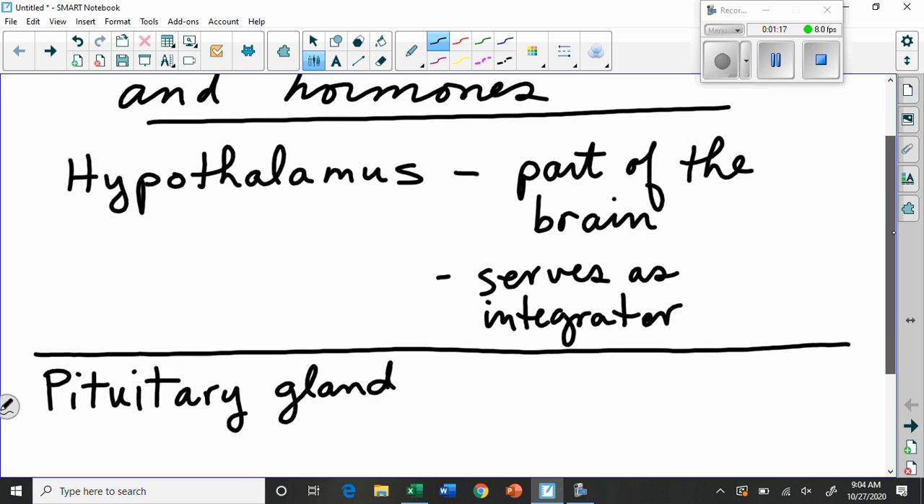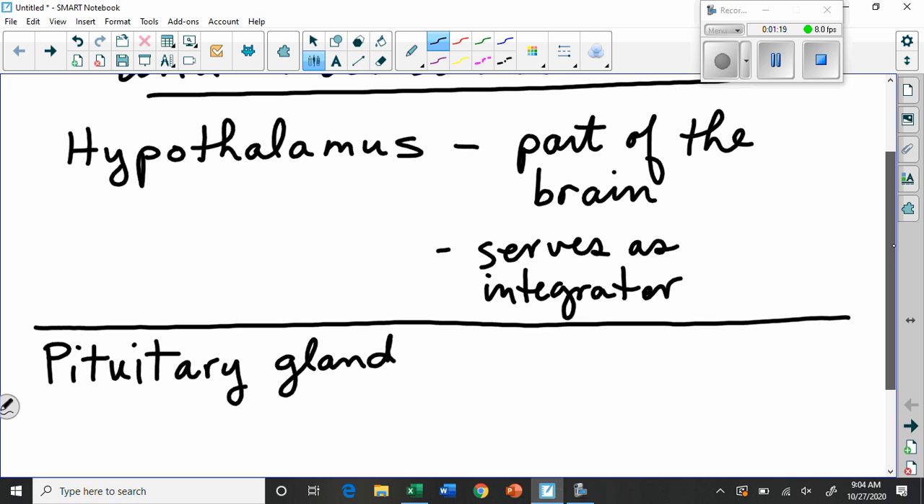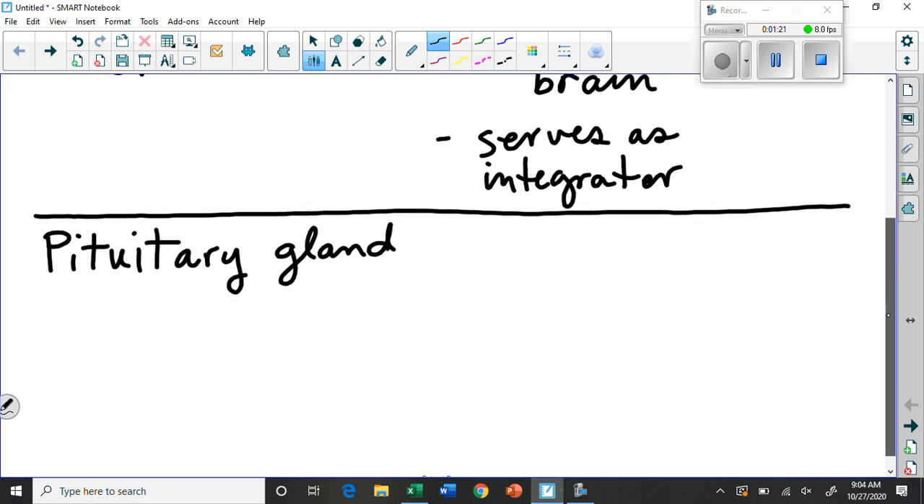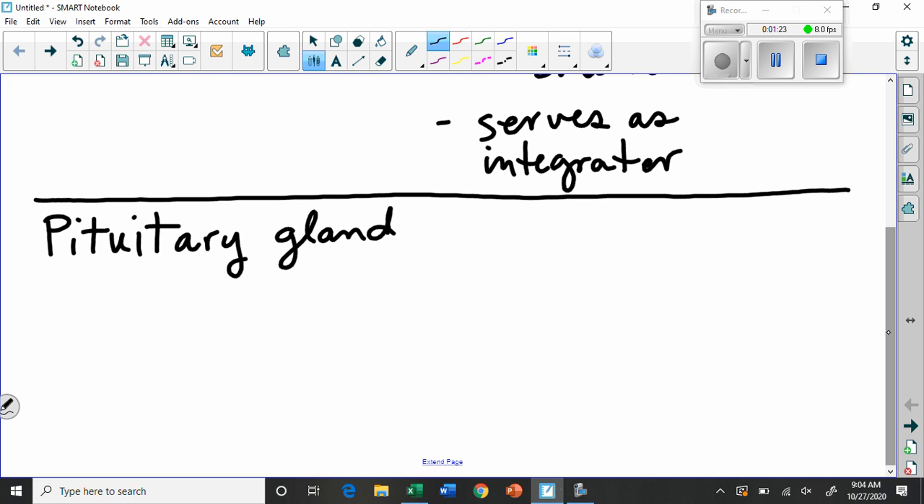And then we move down here and we're about to discuss the pituitary gland and some of the things that it does. But there's a reference in your textbook on page 473 that has a picture of a human body, and it shows where all of these glands are located, right? So the pituitary gland is right up there beside the hypothalamus in the brain. And the hypothalamus and pituitary often work together.